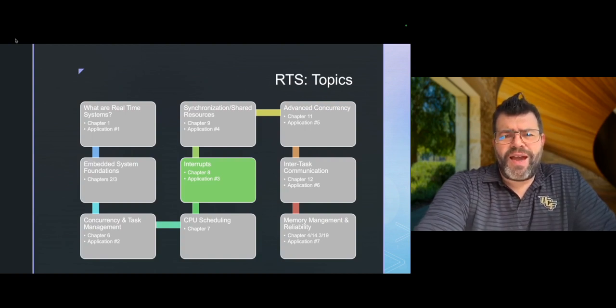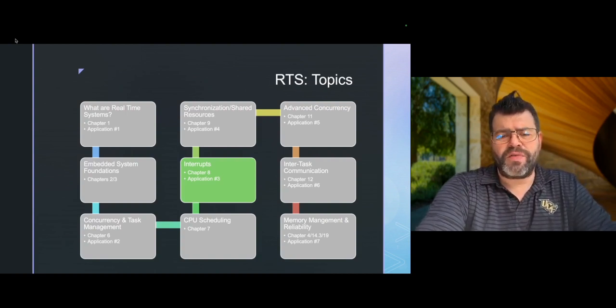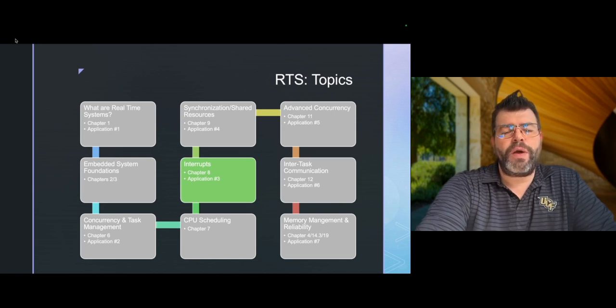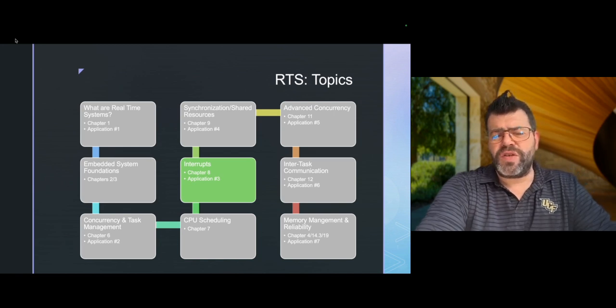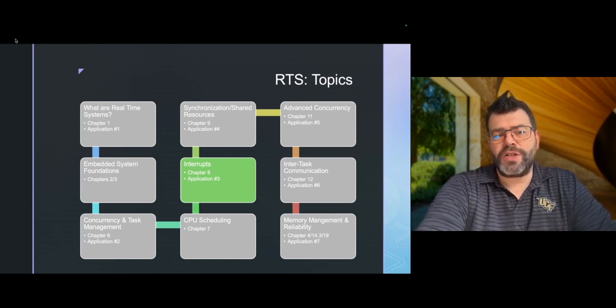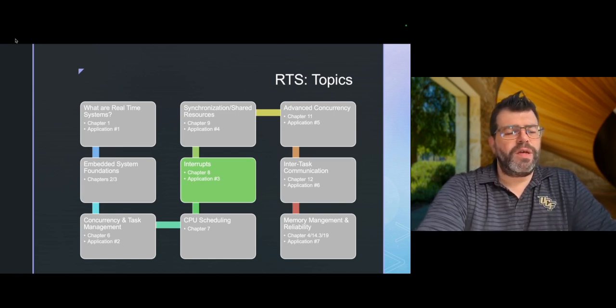So we are roughly halfway through the modules that we wanted to cover for this term. If you notice, interrupts right there in the center and application 3 both align quite well. So interrupts should be a bit of a lighter topic than the CPU scheduling. If you need a little extra time to go revisit scheduling, I suggest you go ahead and do that.